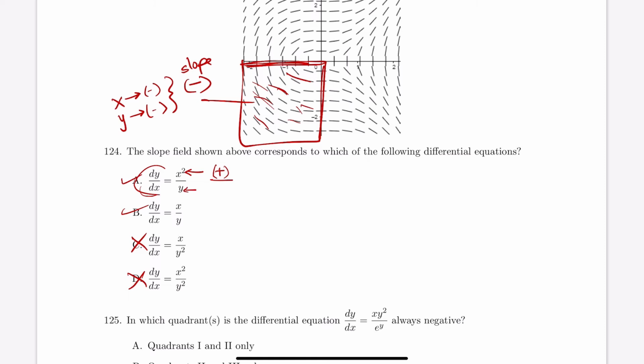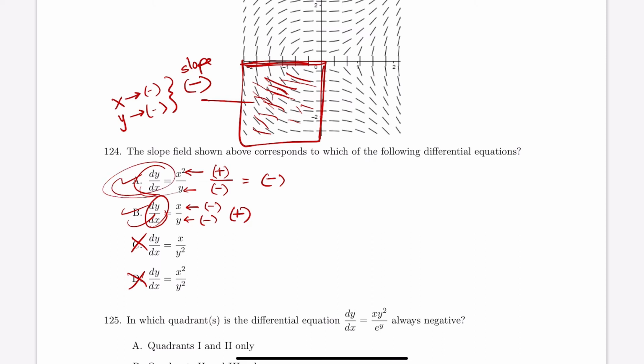If I plug in a negative for the y, I'm going to end up with a negative on the bottom, which gives me a negative slope overall. So far A still works. However, if I plugged in a negative for the x and a negative for the y in this differential equation, then I'll end up with a positive slope, but I can't because all I have are negative slopes there. So the answer is A.